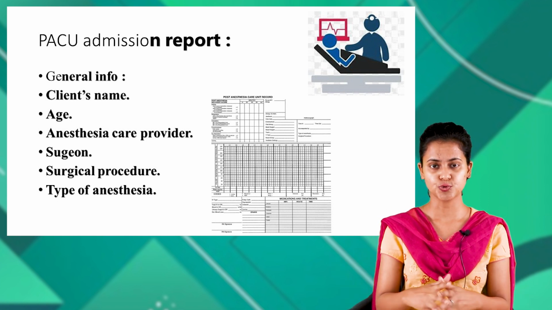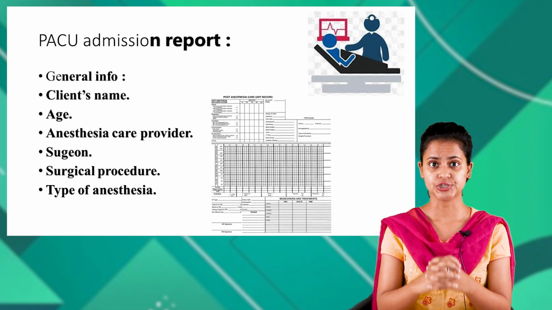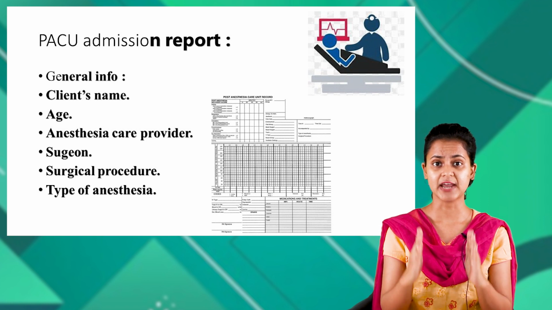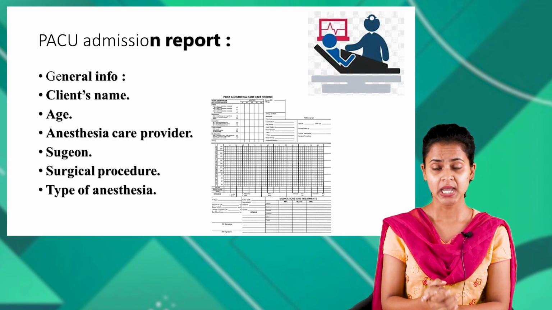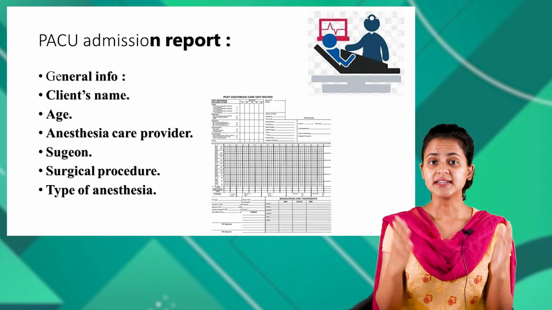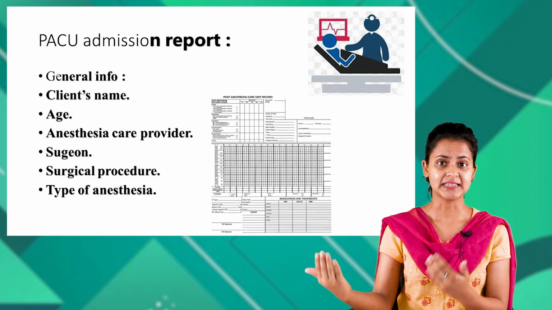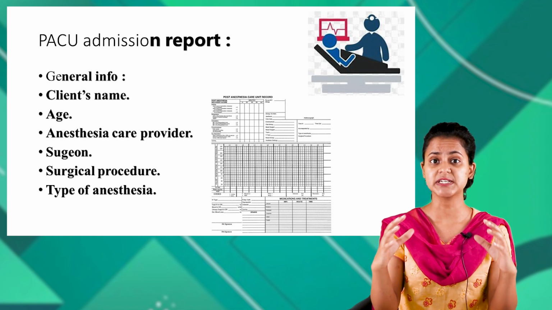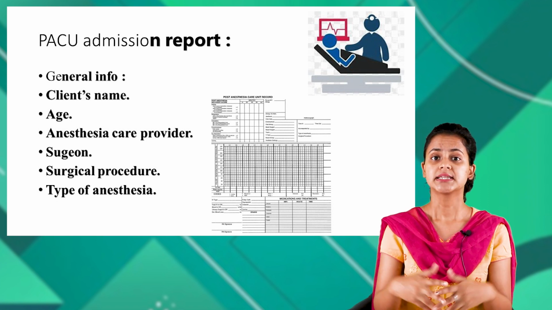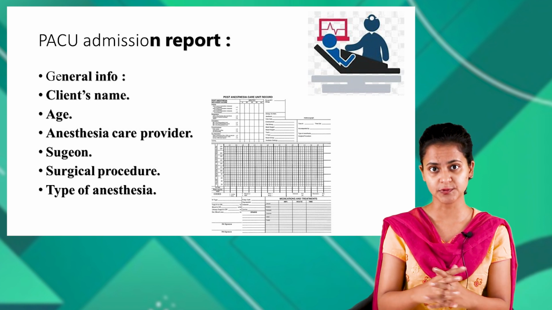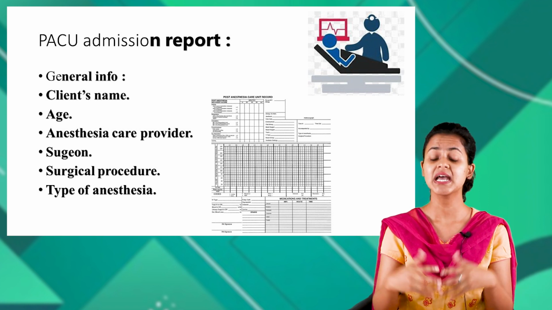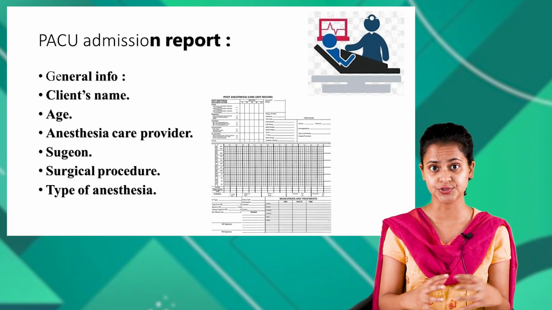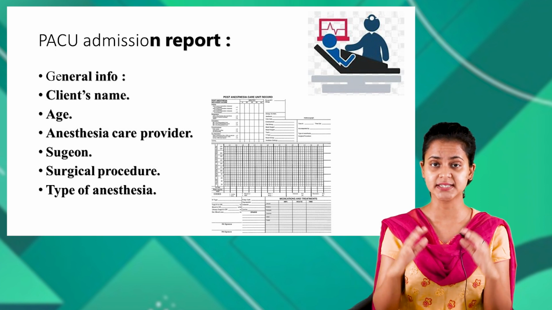Now, this report would be including information like general information, which includes first and foremost the client's name, their age, the anesthesia care provider and their name, the surgeon, or which surgeon has performed the surgery, and the surgical procedure which has been performed for the client. That has to be noted, as well as which type of anesthesia the person has been administered with. That also has to be noted in this report.